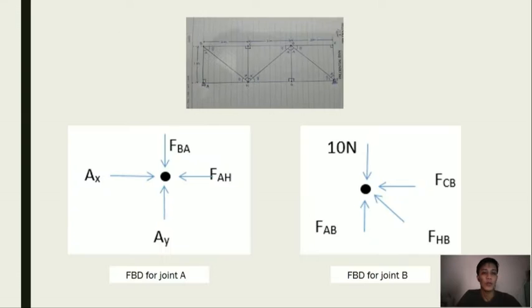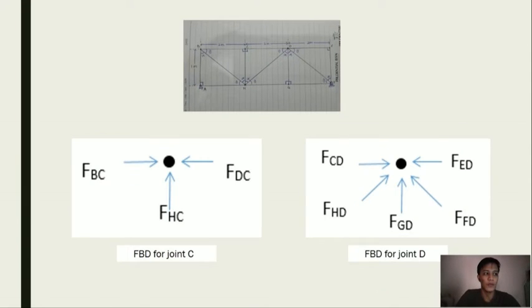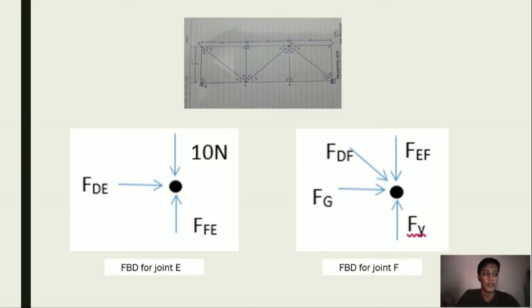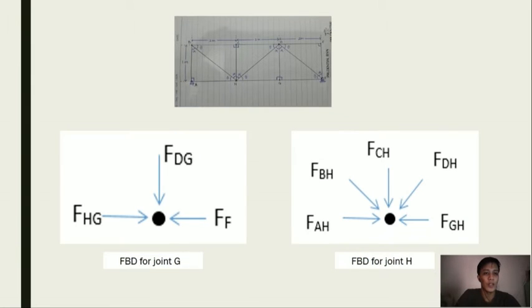Next, I will show you the free body diagram for each joint. This is the free body diagram for joint A and B. Next, this is the free body diagram for joint C and joint D. Next, this is the free body diagram for joint E and joint F. And lastly, this is the free body diagram for joint G and joint H.